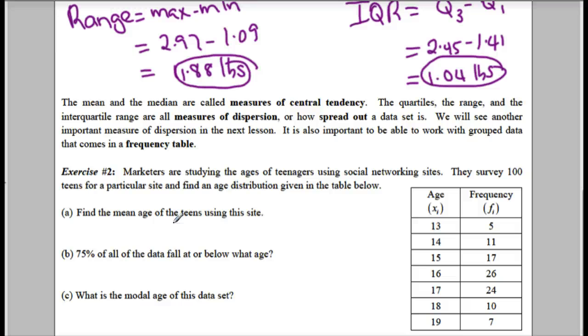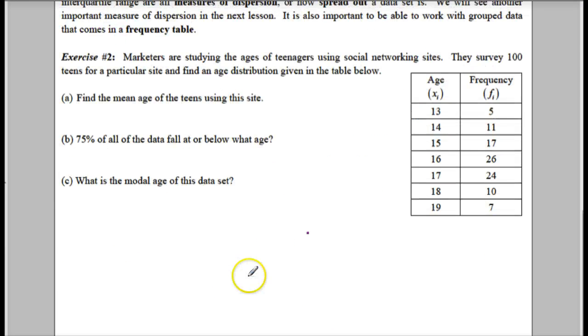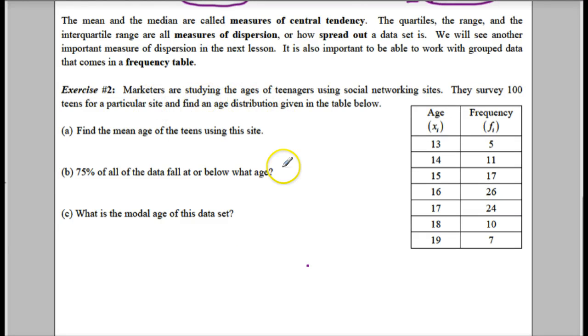We see something else you've learned is the frequency table. So again, marketers are studying the age of teenagers using social network sites. They survey 100 teens for a particular site and find the age distribution given through the table. It says find the mean. 75% of the data fall at or below what age? What is the modal age?